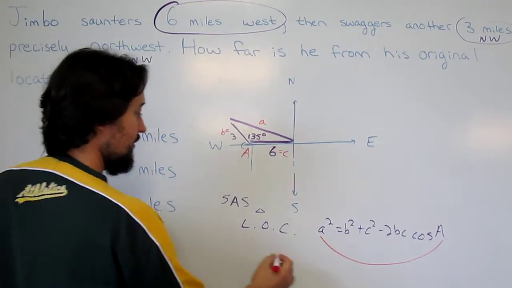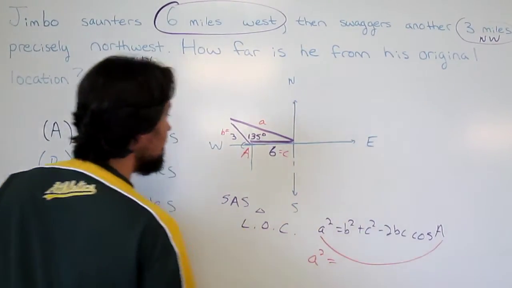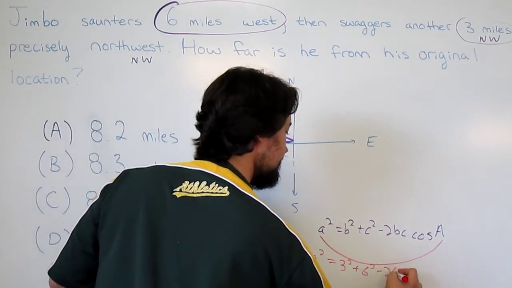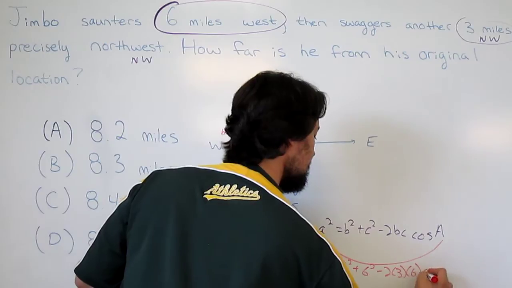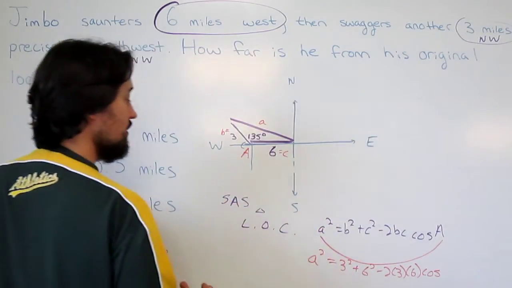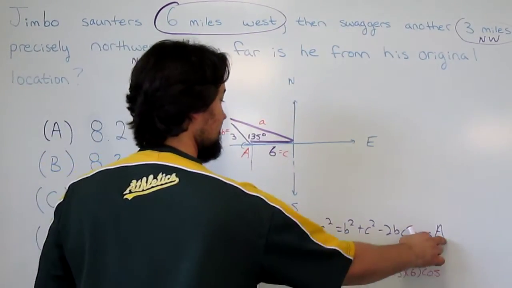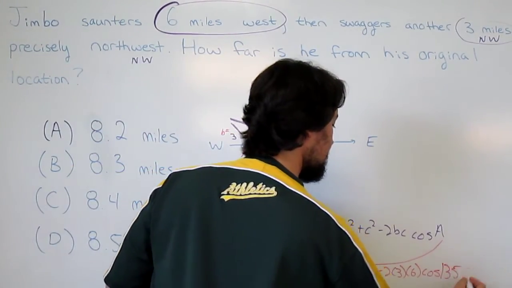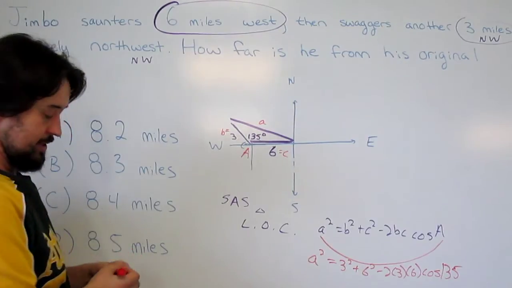Plugging in the parts now, right? a is the mystery value we don't know. a squared equals 3 squared plus 6 squared minus 2 times 3 times 6, cosine of the angle opposite there in the triangle. That'll never fail you, setting up your law of cosines. At this point, we're just crunching a number.